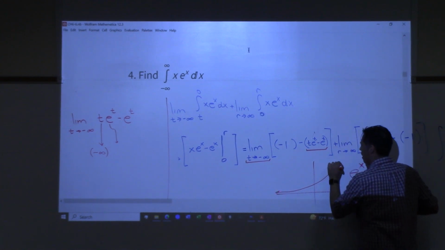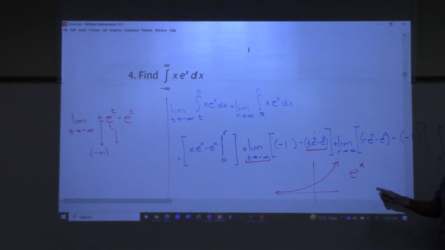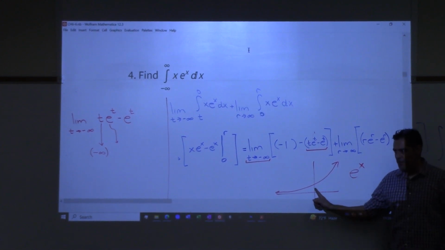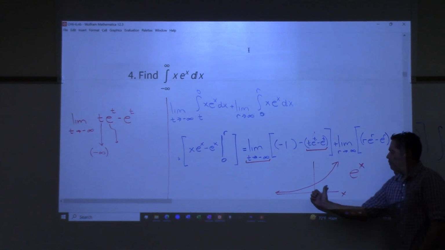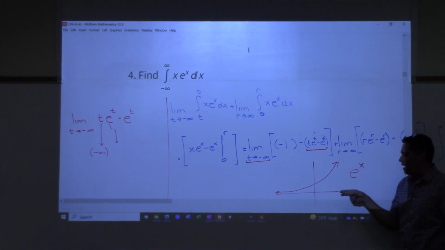How do you know that? Because you passed college algebra, right? So e to the x looks like this. And what I'm doing is, the x is the input, right? So this is your x. If we go this way, it's positive infinity, right? If we go that way, it's negative infinity.